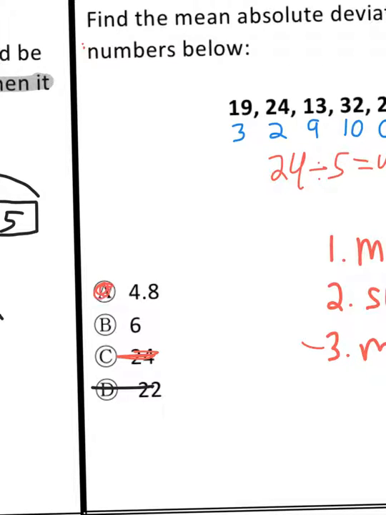And remember what mean absolute deviation means. That just simply means the average distance each of the numbers is from the mean. So on average, they're each 4.8 away from the mean.